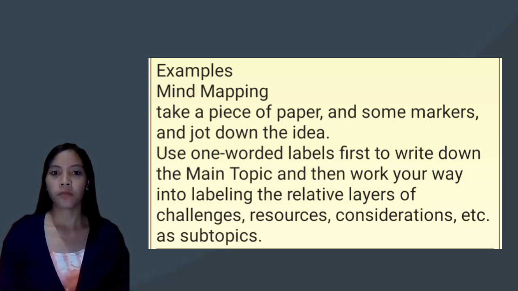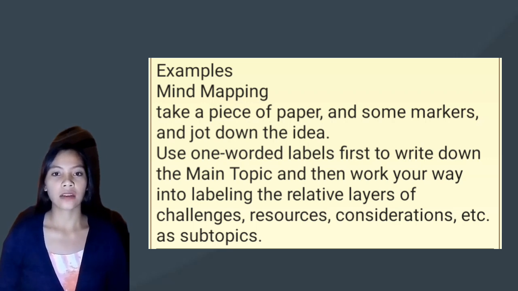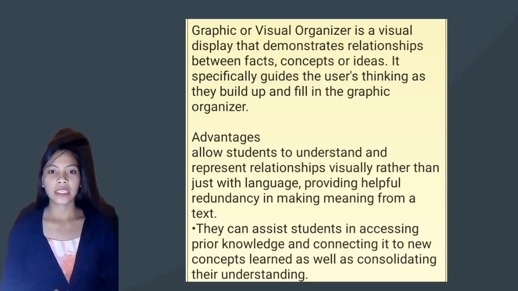It takes a piece of paper and some markers, and you jot down the ideas. Then use one-word labels, first writing down the main topic and then working your way into labeling the relative layers of challenges, resources, considerations, etc. as subtopics. Number two is graphic or visual organizer.